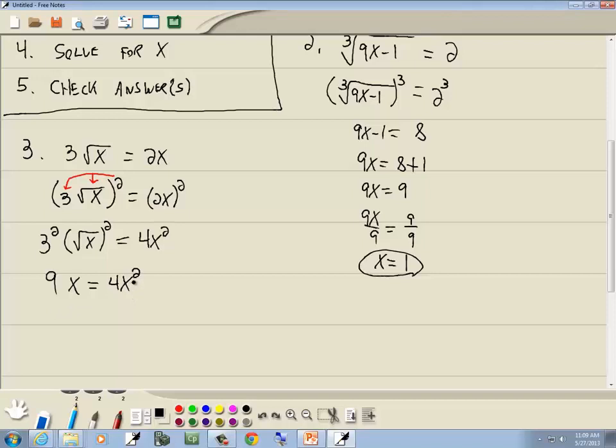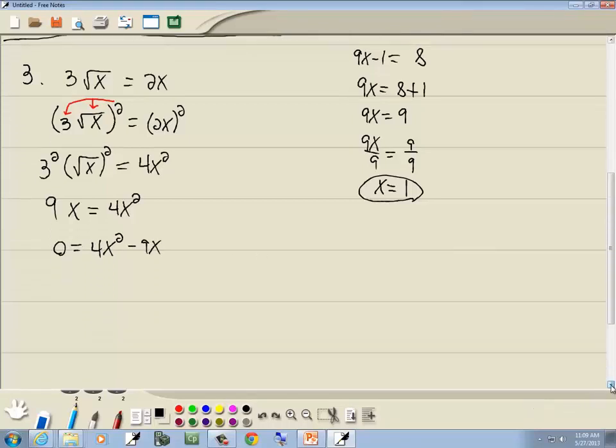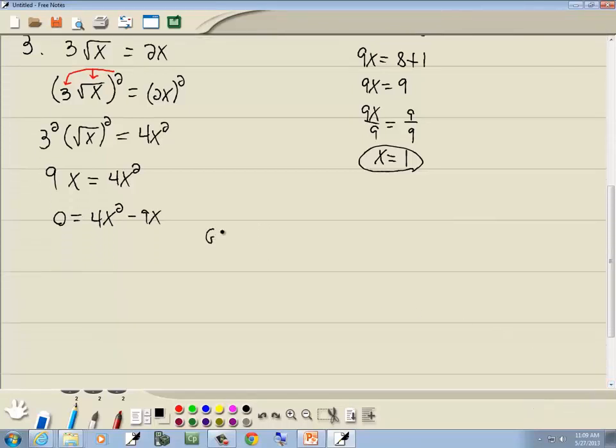When you have a second power or greater, you want to get 0 on one side and then see if you can factor. So I'll bring 9x over. So we get 0 is equal to 4x squared minus 9x. And now we want to factor. Well, this is GCF. They both have an x in common. So I'll factor out an x, and that leaves us 4x minus 9.